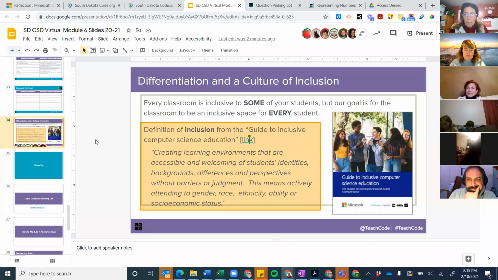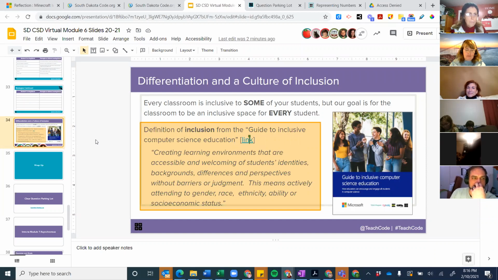And so, I guess to just hone in on the point of creating that learning environment that's welcoming of everybody, whether it's their identity, their background, their differences and perspectives, without barriers or judgment. And I'm just going to finish there too. Might as well just read it again. This means actively attending to gender, race, ethnicity, ability, or socioeconomic status.